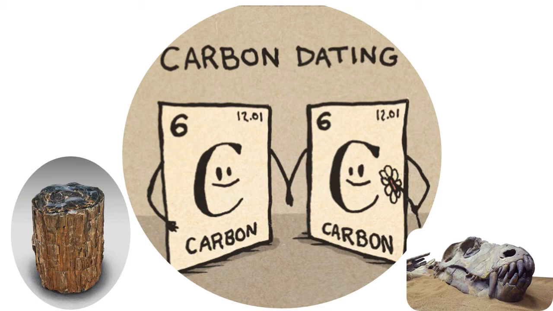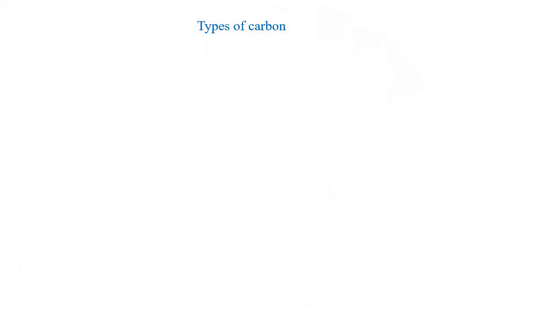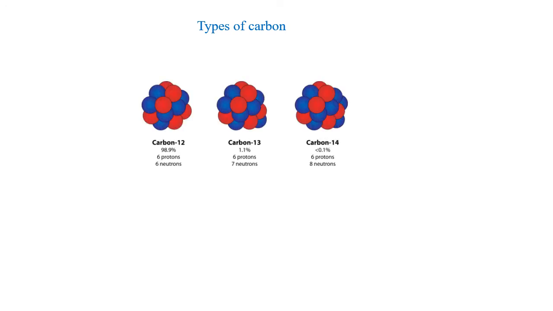To understand carbon dating, we need to understand the forms of carbon. The forms or types of carbon are mainly three. We have carbon 12, carbon 13, and carbon 14. When you look at carbon 12, this is the most common isotope of carbon. These three are known as isotopes. However, carbon 12 and carbon 14 will be the backbone of this discussion.